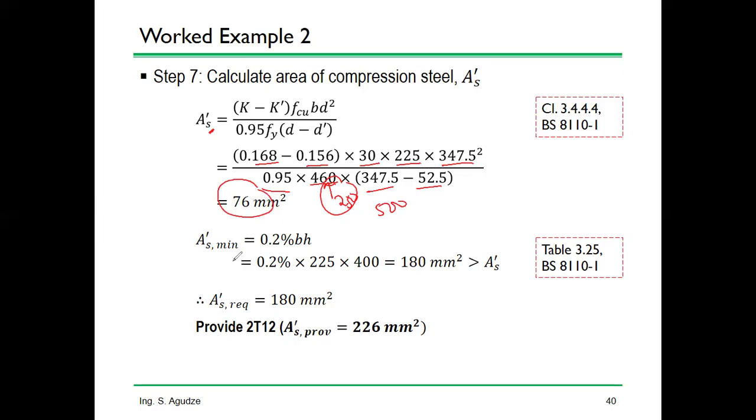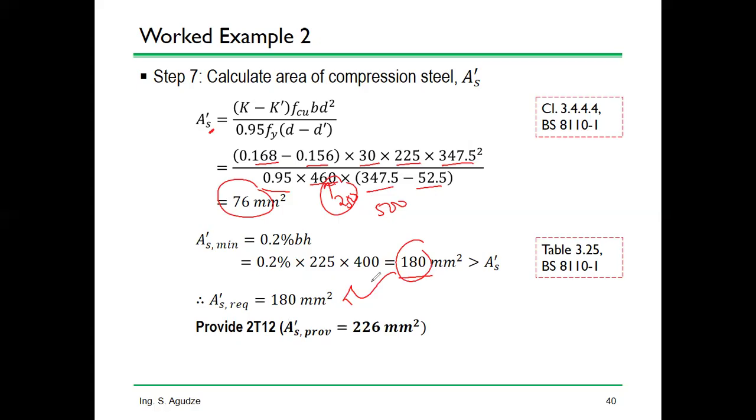Then the d minus d prime. Evaluating, we get 76 millimeters squared. Then check the minimum steel. For compression steel, 0.2% bh will give us 180, which is greater than A_s'. So if your minimum steel is greater than the area of compression steel, then adopt the minimum as the area of compression steel required.